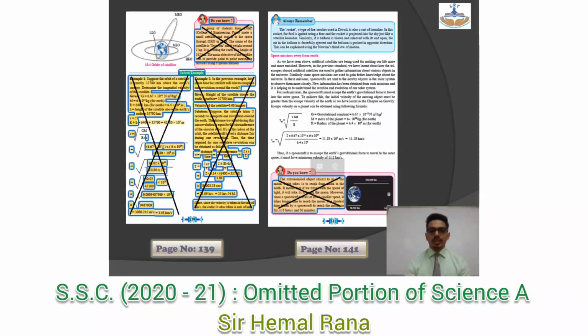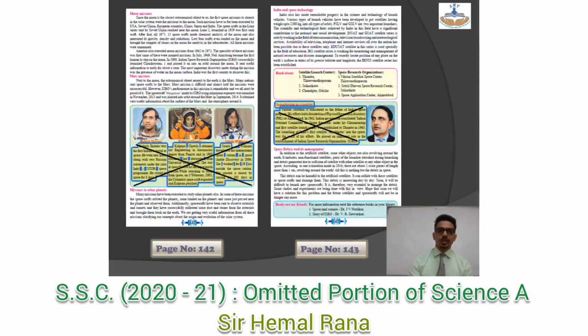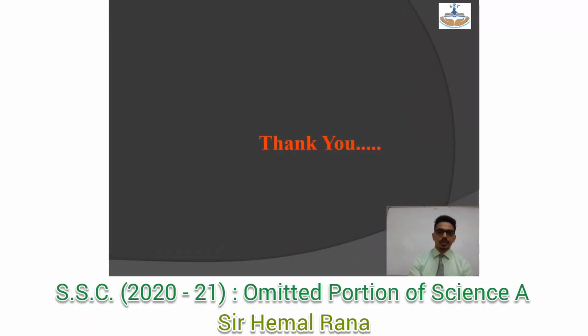On page 141, students, we have omitted do you know, so this part is not there for you. On page 142, we do not have introduction to scientists, the three scientists shown in your textbook, page 142. This part has been removed. And on page 143, we do not have introduction to scientists. Even this block has been removed for you. So this was the omitted portion for the academic year 2020-2021 of Science Section A.